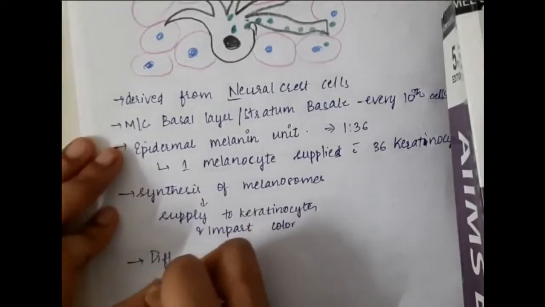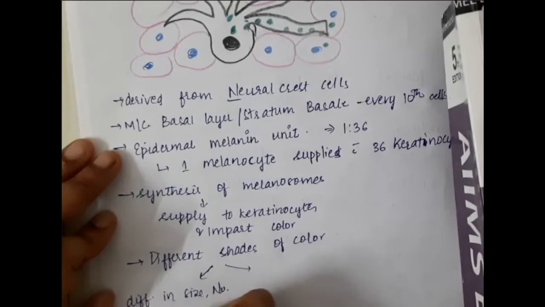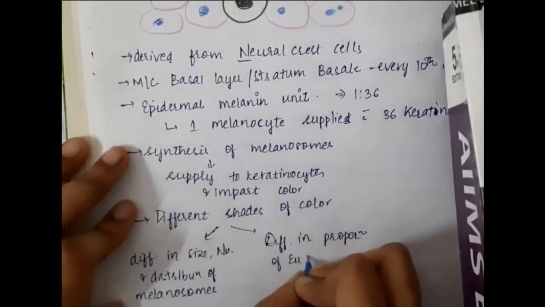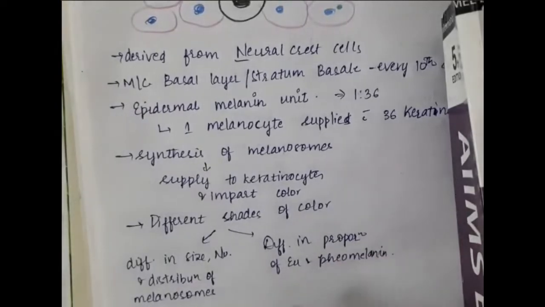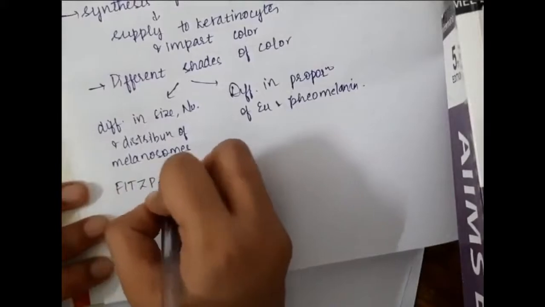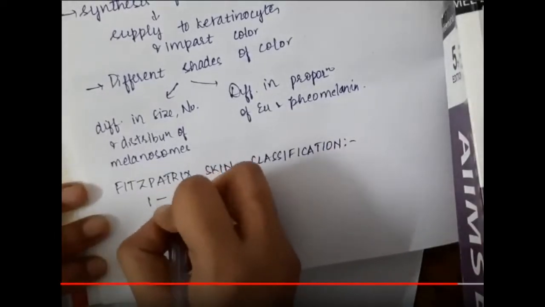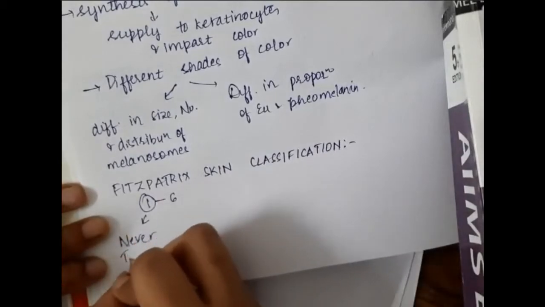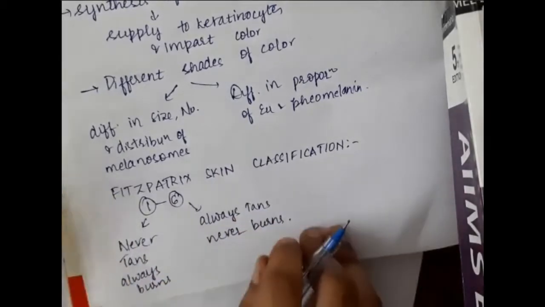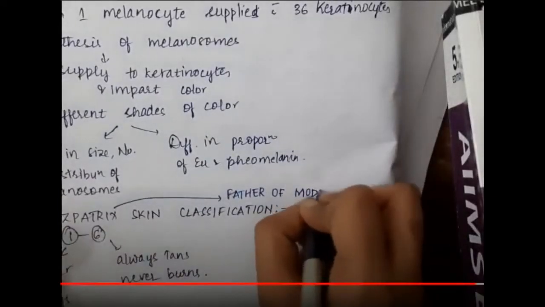The different shades of skin color depend on two things: one, differences in size, number and distribution of melanosomes, and two, differences in the proportion of eumelanin and pheomelanin. Based on the different shades of skin color, a classification was put forward by a scientist called Fitzpatrick, and this is called Fitzpatrick's skin classification. It runs from 1 to 6. Type 1 never tans, always burns, whereas type 6 always tans, never burns. For this classification, Fitzpatrick is called the father of modern dermatology.